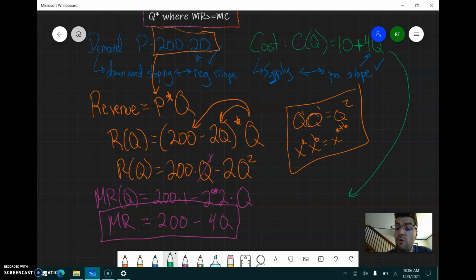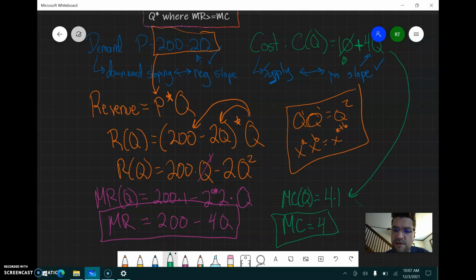And this one, we don't actually need to multiply again by Q or whatever the case may be. We can just go ahead and find the marginal cost. We can just take the derivative right now from it. And it ends up being that 10 goes away and becomes 0. And then just like with before, with the 200 times Q to the 1 becoming 200, 4 times Q to the 1 is just going to end up with 4 times 1 down here. So my marginal cost is going to be 4.